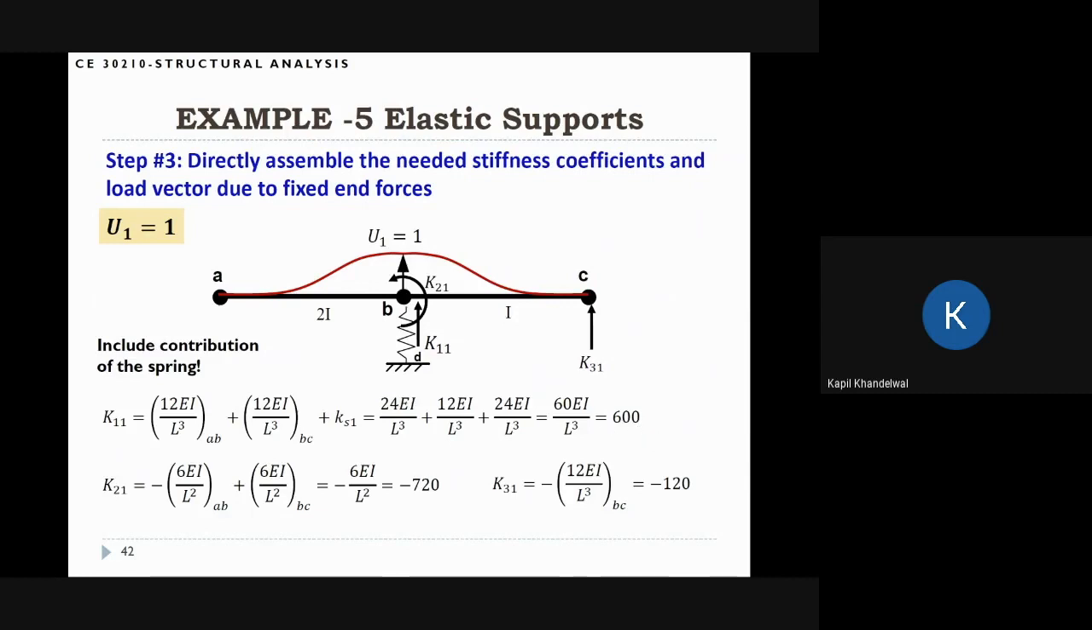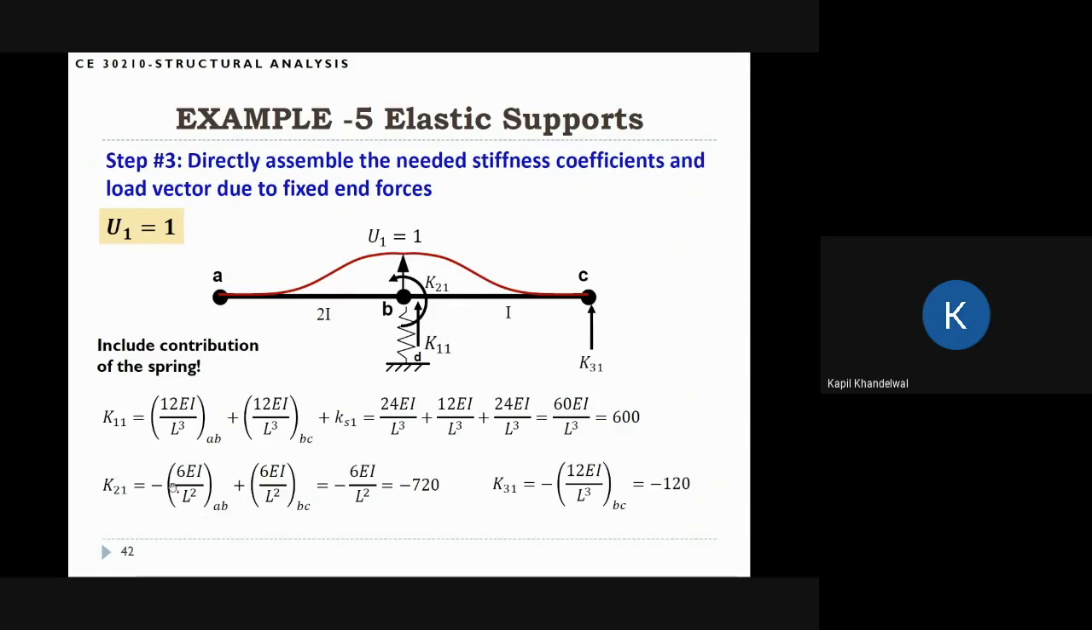So this is the algebra for K11, and K21 is the moment here, and it's a contribution from AB and BC. So see, the spring does not have any contribution from rotation. So you can think that the rotational stiffness of the spring is 0, okay? So the spring does not resist the rotational component of the motion. It only resists the vertical component of the motion. So there is no contribution from this spring here. So for K21, the contribution only comes from members AB and BC.